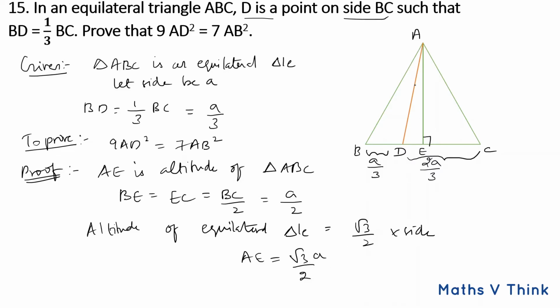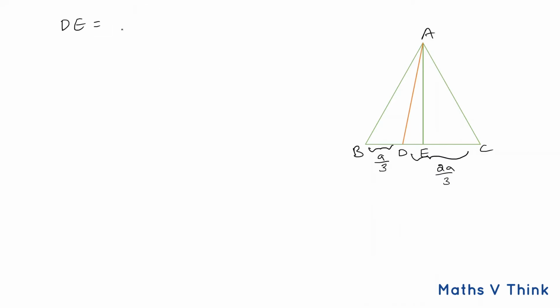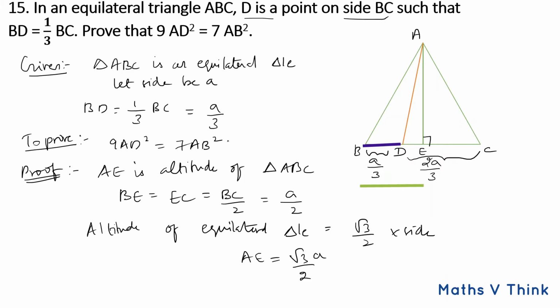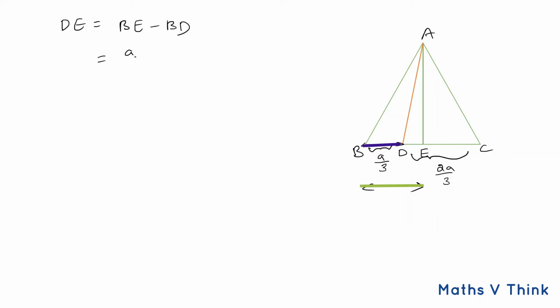Now when you see triangle ADE, we got AE and now we need to find DE. So DE is equal to BE minus BD. This total BE minus this BD, I'll get DE. So we know BE is what? BE is A by 2. A by 2 minus BD is given, that is A by 3. So the LCM is 6. So into 3, we get 3A. Into 2, we get 2A, which is equal to A by 6. We got DE is equal to A by 6.